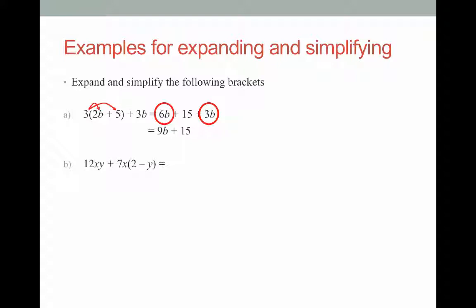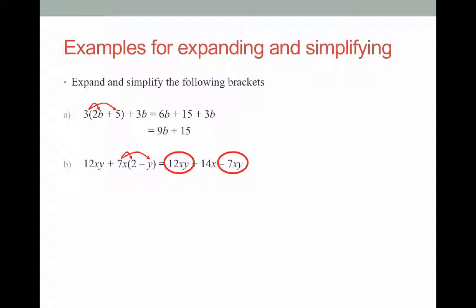We start off with 12xy. Now that 12xy is not a part of that bracket at all. So I'm going to begin my answer with a 12xy. But before I do that, I want to show you what I'm going to have to multiply in the bracket. It's going to be 7x lots of 2 and 7x lots of minus y. But that 12xy is not being multiplied at all. So we begin the question with 12xy. We then put 7x times 2, which is 14x, and 7x lots of minus y, which is minus 7xy.